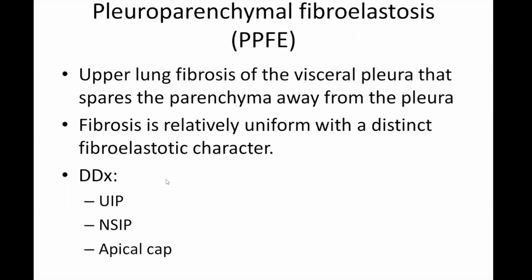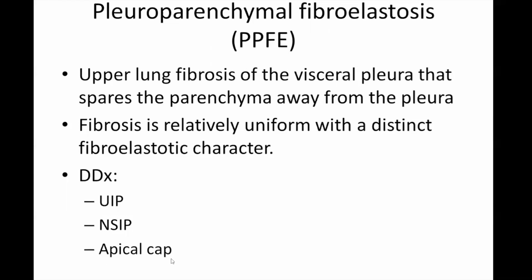The differential for this case includes usual interstitial pneumonia, but we're really not seeing the spatial heterogeneity where we see different phases of the fibrosis. The fibrosis in PPFE looks much more uniform. NSIP is also in the differential. However, the very focused disease around the pleura with large areas of normal lung would really keep NSIP out of the differential. And the fibrosis in NSIP doesn't characteristically have this fibroelastotic nature.